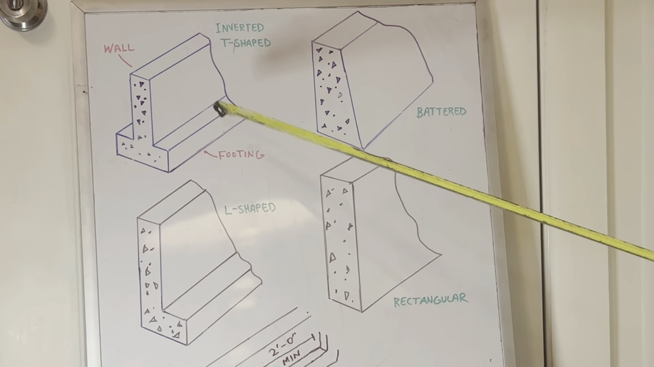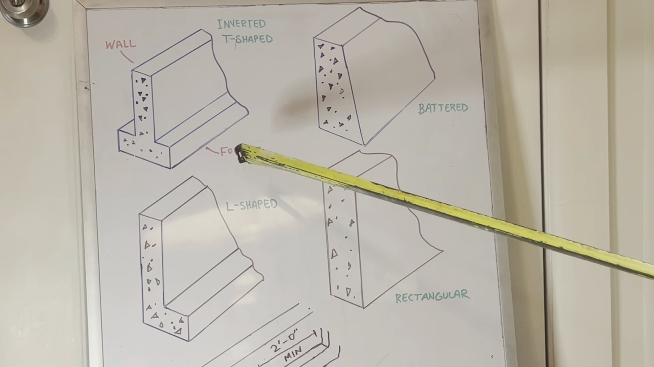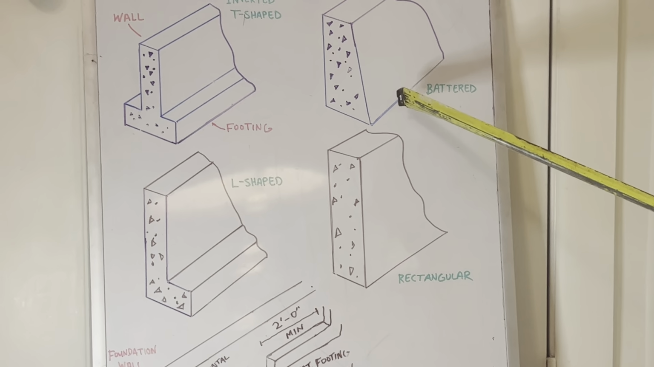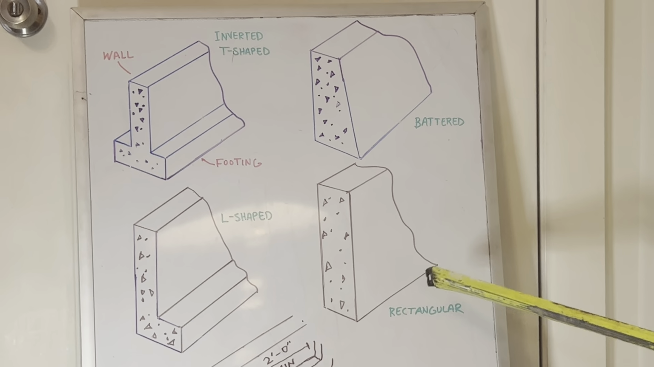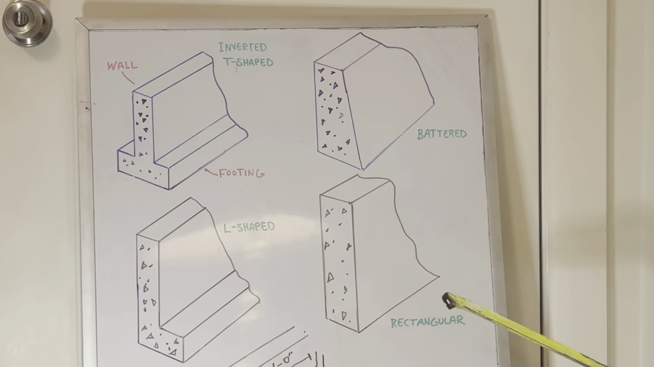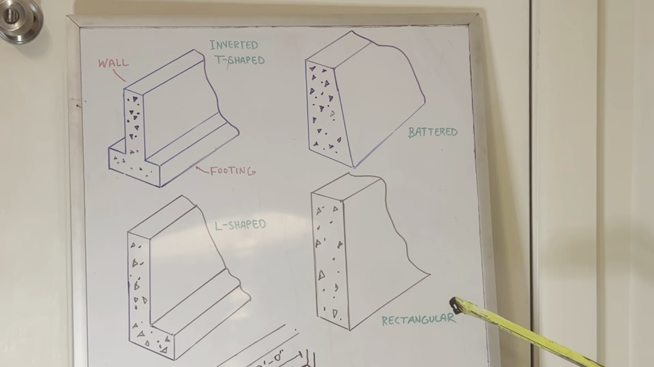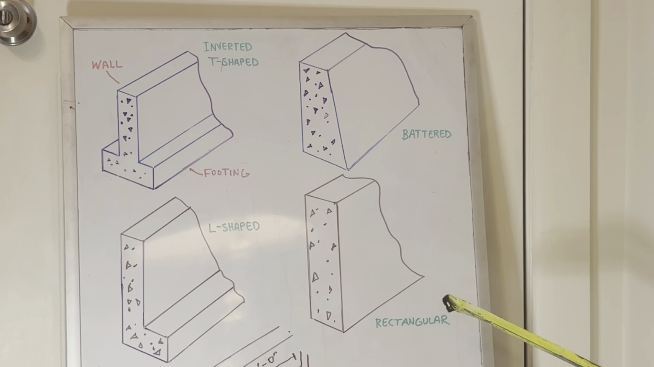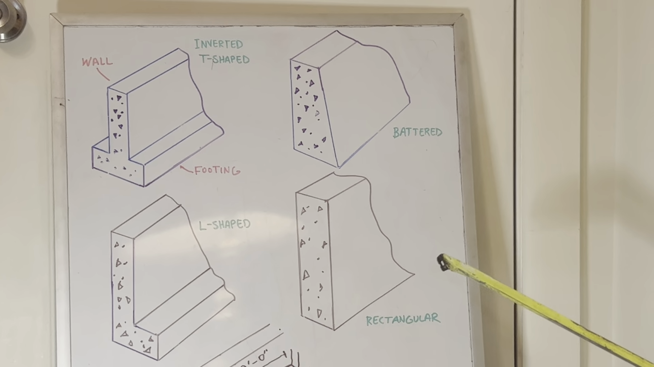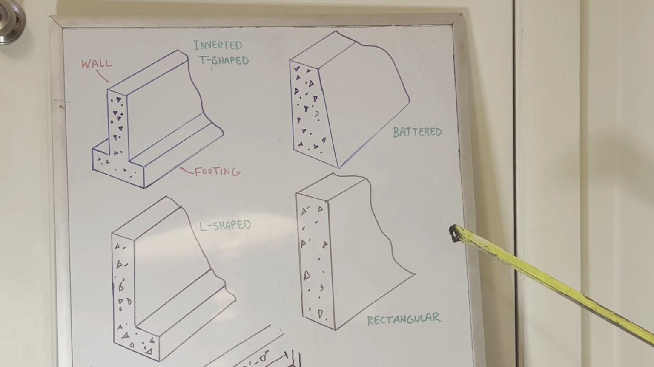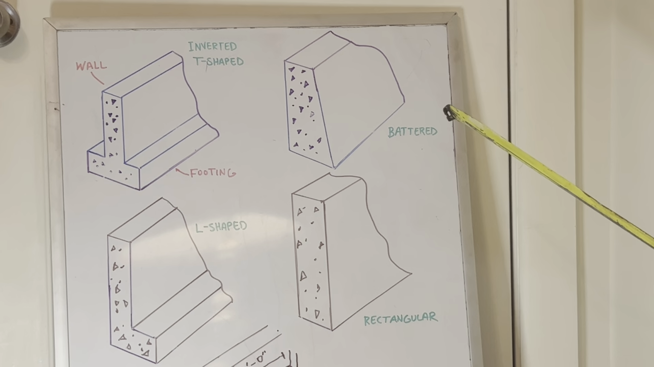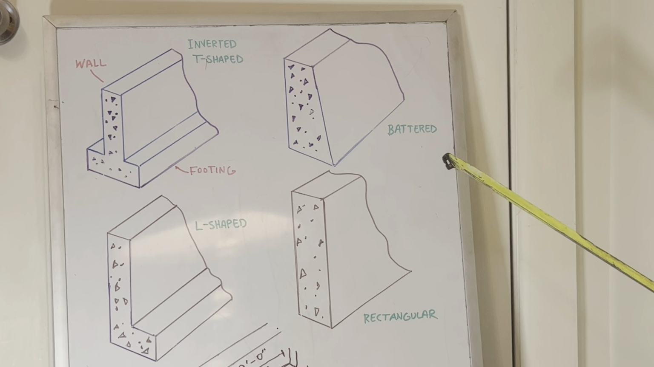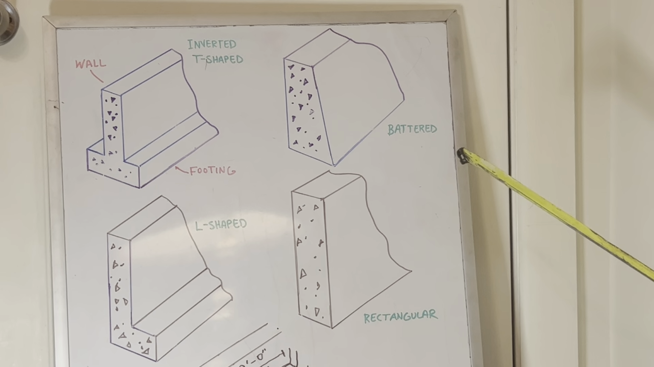So I have an inverted T-shaped foundation, a battered foundation right here, an L-shaped foundation, and I also have a rectangular foundation. Now, most building foundations are constructed of concrete or concrete masonry units, CMUs is what they're called. You've seen these before. Some people call them cement blocks or concrete blocks. Now, wood foundations are permitted in some parts of the country.